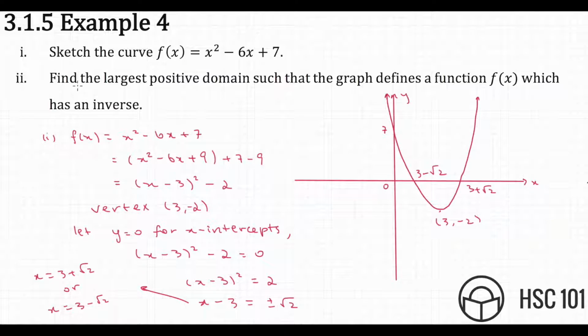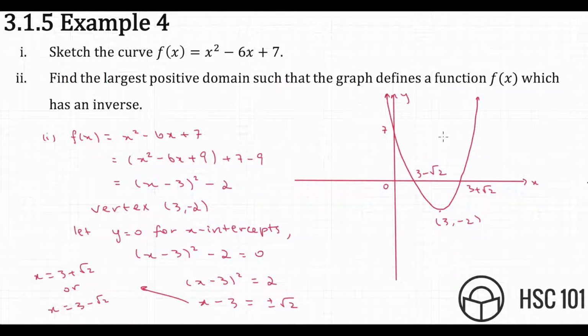Now, if we check out part 2, we want to find the largest positive domain such that the graph defines a function f(x) which has an inverse. Just to clarify, this means we want to define a domain such that the function has an inverse function. If we take a look at f(x) right now, it has an inverse, but its inverse is not a function. The reason is that for a particular value of y, we can't identify a unique x. In other words, it's not a one-to-one function, and it fails the horizontal line test.